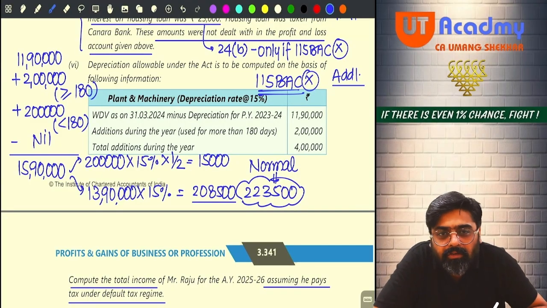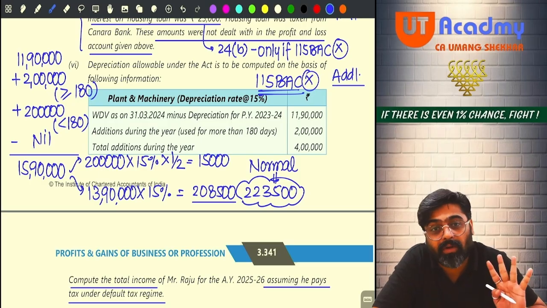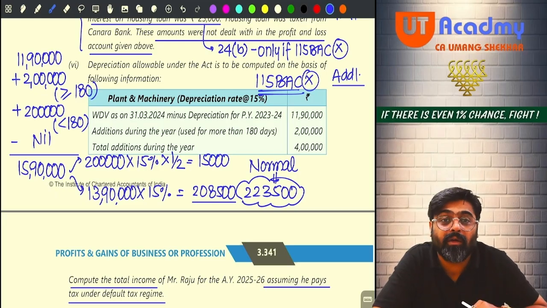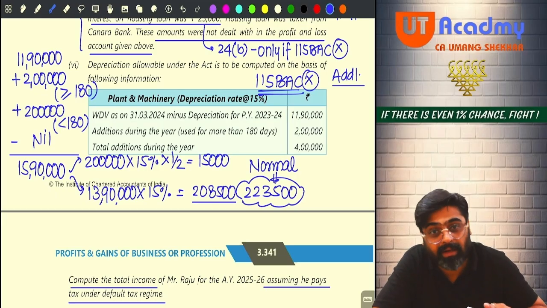Additional depreciation is allowed at the rate of 20% on the actual cost of that new plant and machinery purchased and installed in this year. Yes or no? So how much new plant and machinery purchased? 4 lakhs. On that entire 4 lakhs, you are going to get additional depreciation. But on that entire 4 lakh, you are not going to get full 20% because out of that, 2 lakh is the plant and machinery acquired during this year and put to use for less than 180 days. On that, the additional depreciation cannot be 20%. It has to be at half rate.